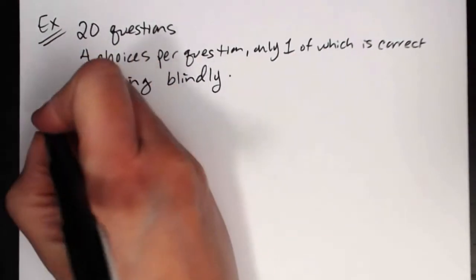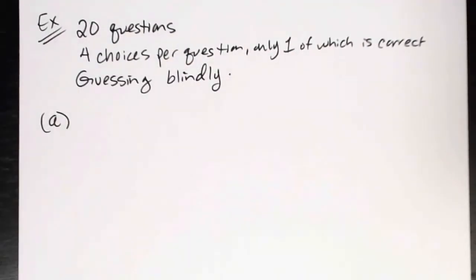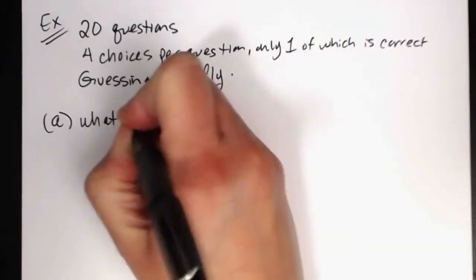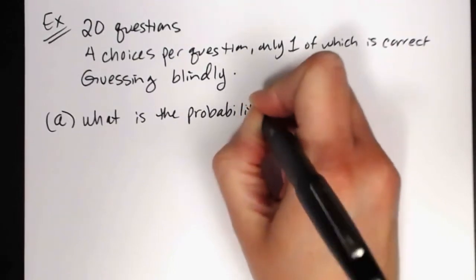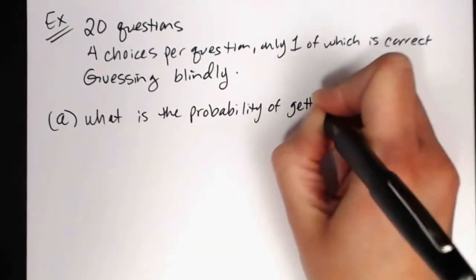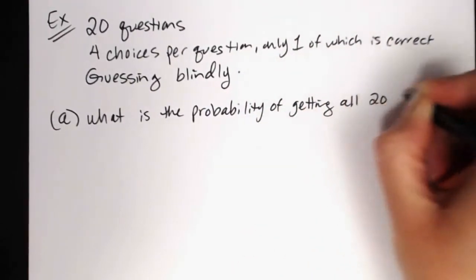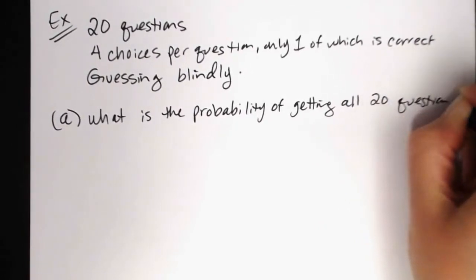So the first thing that we are interested in is, as this hypothetical student, let's say we're thinking to ourselves, what's the probability that we might actually ace this test? How likely is it that we're going to get all 20 questions correct? Now, I think most of you are going, yeah, that's really not all that likely. But let's actually quantify it. So what is the probability of getting all 20 questions correct?